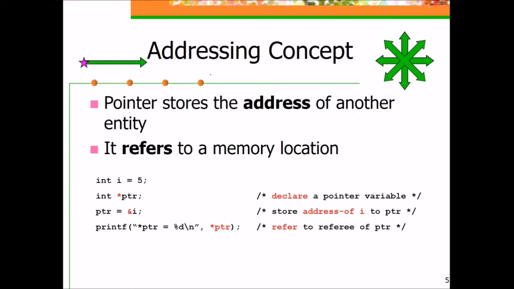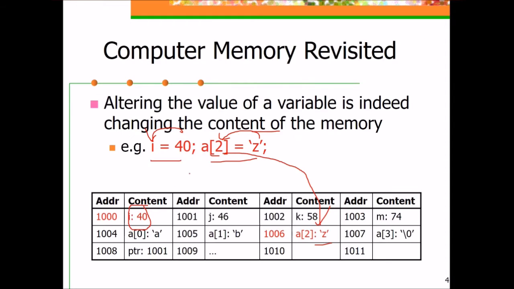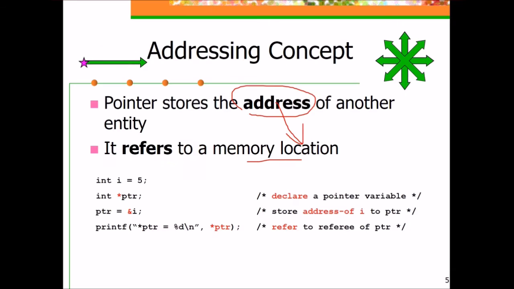But what about this addressing concept? Because pointers store only the address of another entity. The other entity can be anything, but the pointer is only going to store the address. So it refers to a memory location, because an address only refers to a memory location. If this concept is clear, that a pointer will only store an address, everything will be clear. This is very important. This is actually the crux of pointers. The pointer only contains the address of another entity.